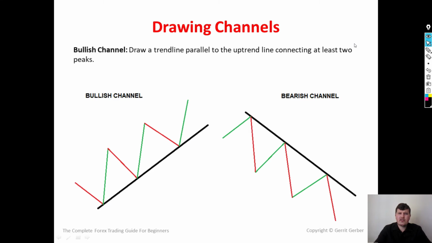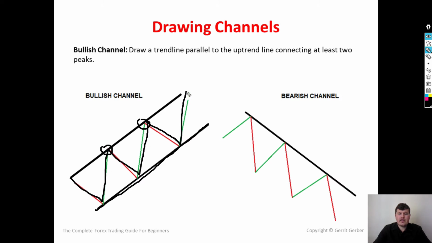For bullish channels, all you have to do is draw a trend line parallel to the upward trend line, connecting at least two of the peaks like this. This trend line is exactly parallel to this upward trend line, and you connect at least two peaks. So as you can see, this is a bullish channel where the price is just bouncing in between this channel and it's moving higher, and vice versa.